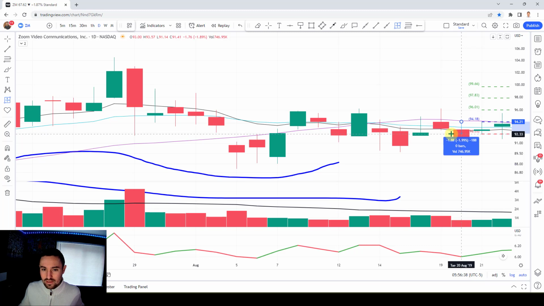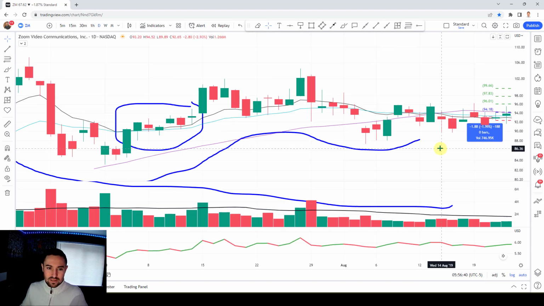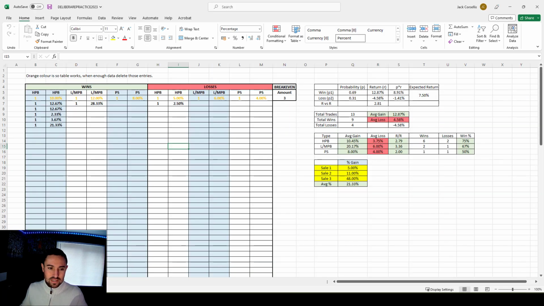That's a 2% stop on that one, and I would call that a low pivot. So let's go into our low pivot table. We've got a loss there of 2%, and you can see these orange figures here. That's just so everything feeds in. Once I've done enough of these videos, I will take those orange ones out, but it's just so these tables over here work.